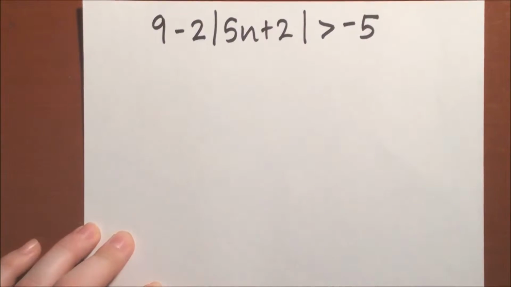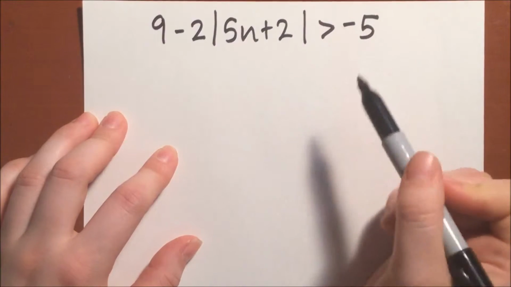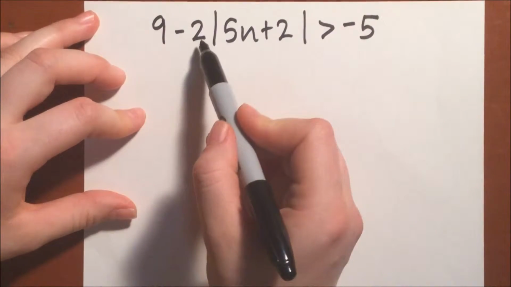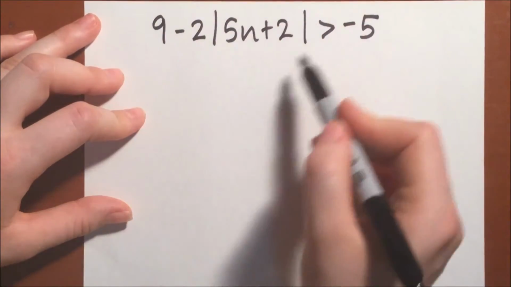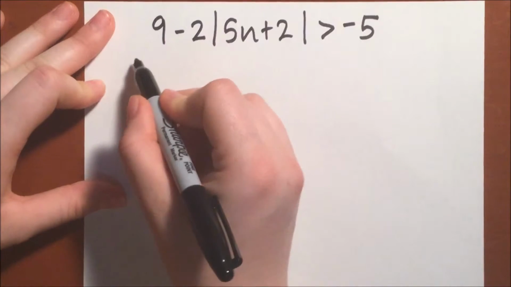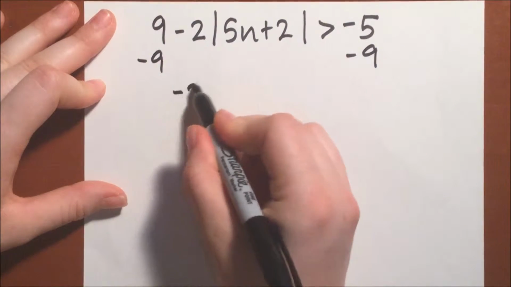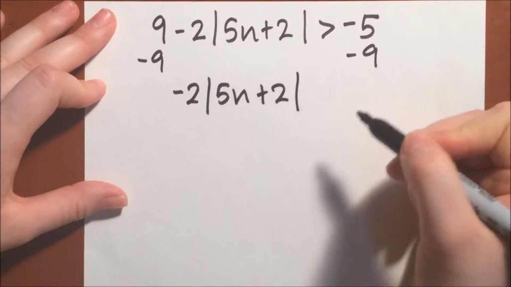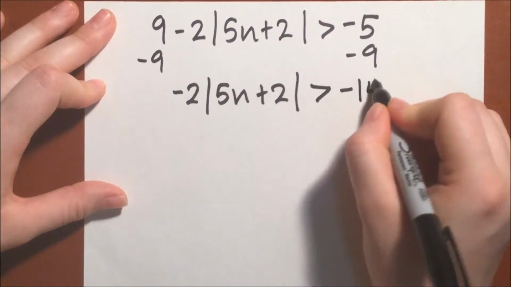Okay, so I see here I have an absolute value inequality, and I can't split it up yet because I have this 9 and this 2 here that's blocking me from doing that. So I'm going to get rid of them and get my absolute value by itself. So I've got to subtract a 9, subtract a 9. I'm left with negative 2, absolute value, 5n plus 2, absolute value, is greater than negative 14.